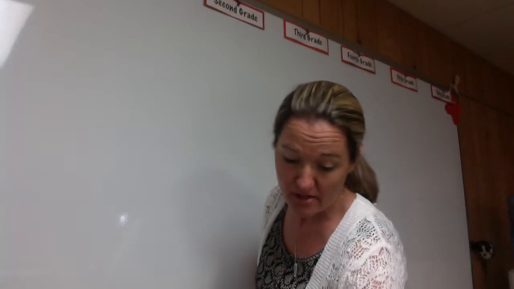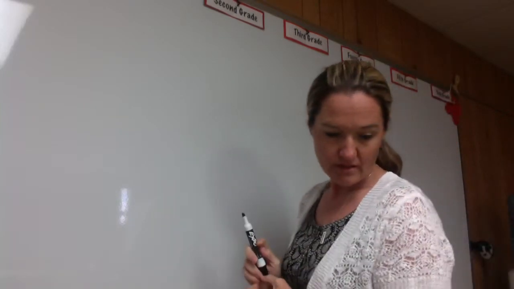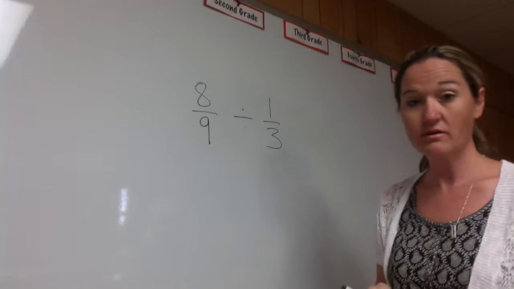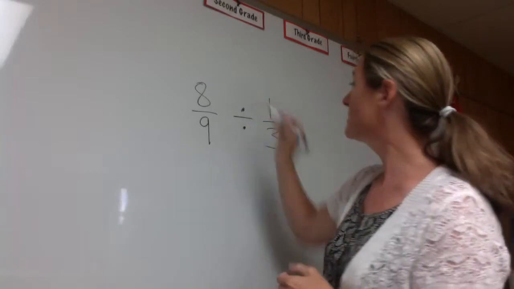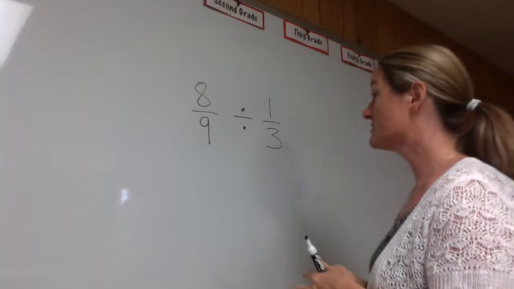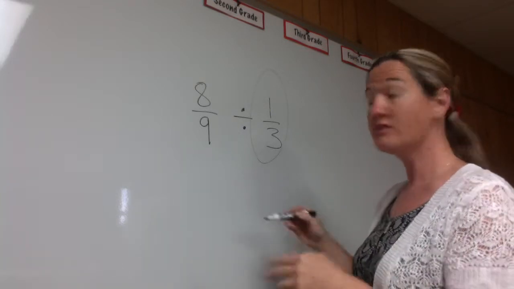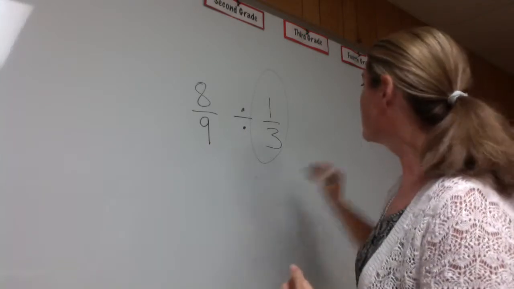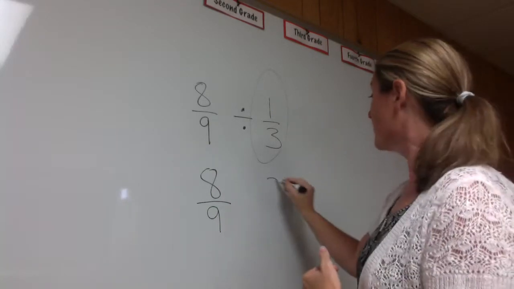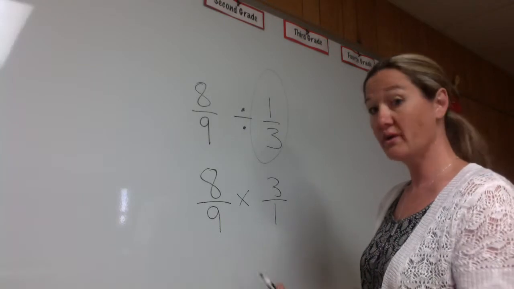Okay, so let's see a division problem. Let's do 8/9 divided by 1/3. All you need to do in order to solve this is take the second number, the divisor, what it's being divided by, and turn it into its reciprocal. So we're going to do 8/9, and then the reciprocal of 1/3 is 3/1. Once we do that, now we turn the problem into a multiplication problem.